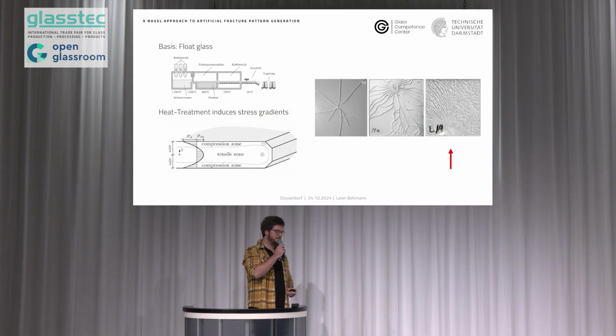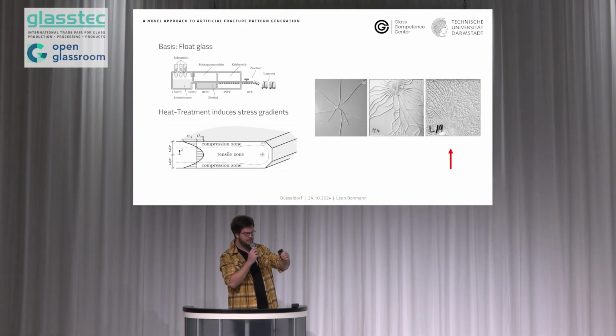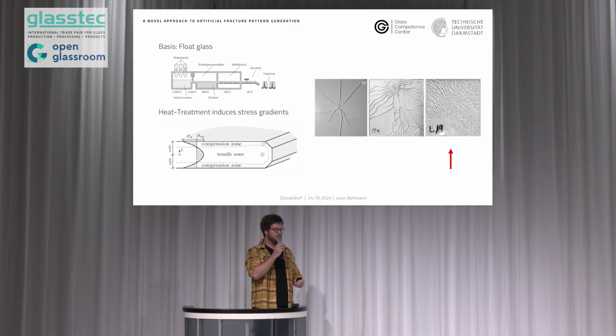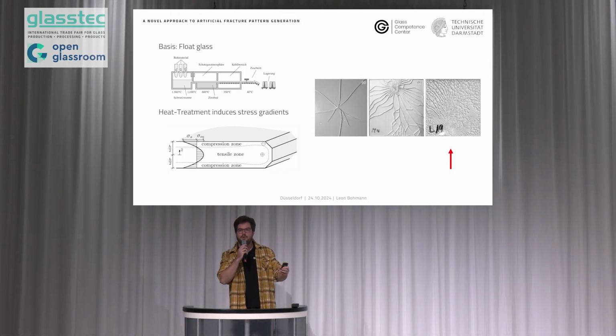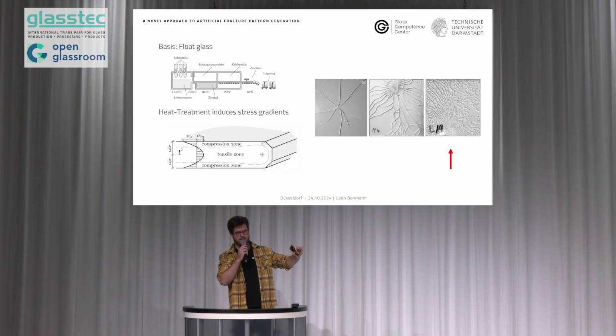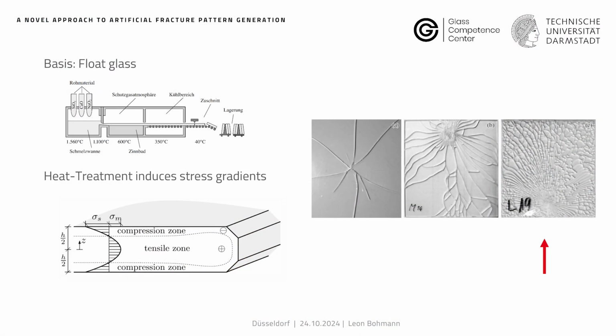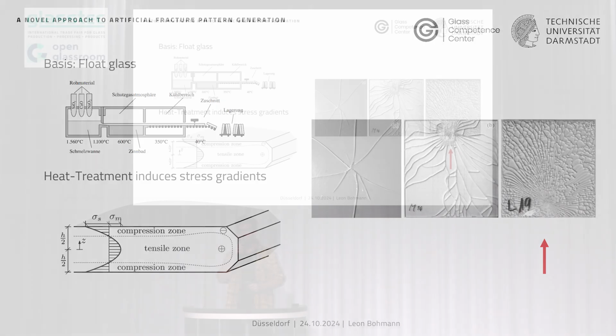First of all, we have to look at the influences that create this or that fracture pattern. The most important one is the pre-stress level. When thermally heat treating glass, we get a stress gradient that creates compressive zones at the surface and tensile zones in the center. Overall, the glass is still in equilibrium, obviously. On the right, you can see that different stress levels create vastly different fracture patterns. Today, I'm going to focus on the fracture pattern on the right, which is for fully toughened glass.